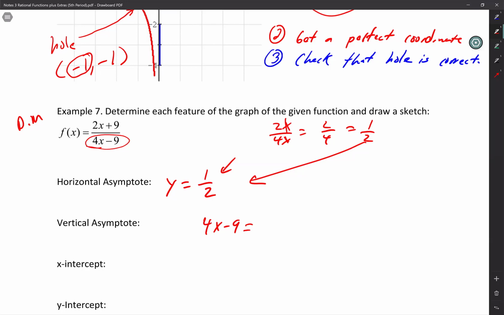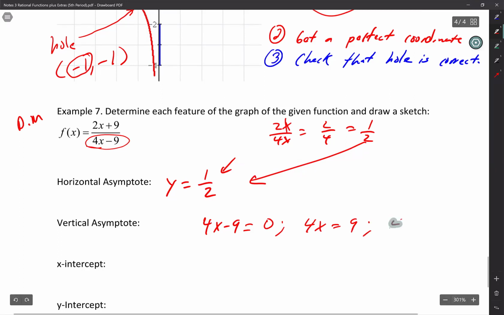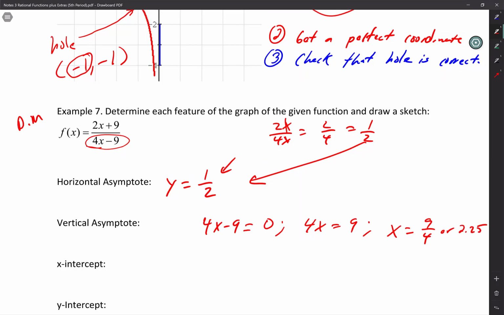4x minus 9 equals 0. Move the 9 to the other side. 4x equals 9. Divide both sides by 4. x equals 9 over 4, which is the same thing as saying 2.25. So that's my vertical asymptote. x equals 9 over 4.